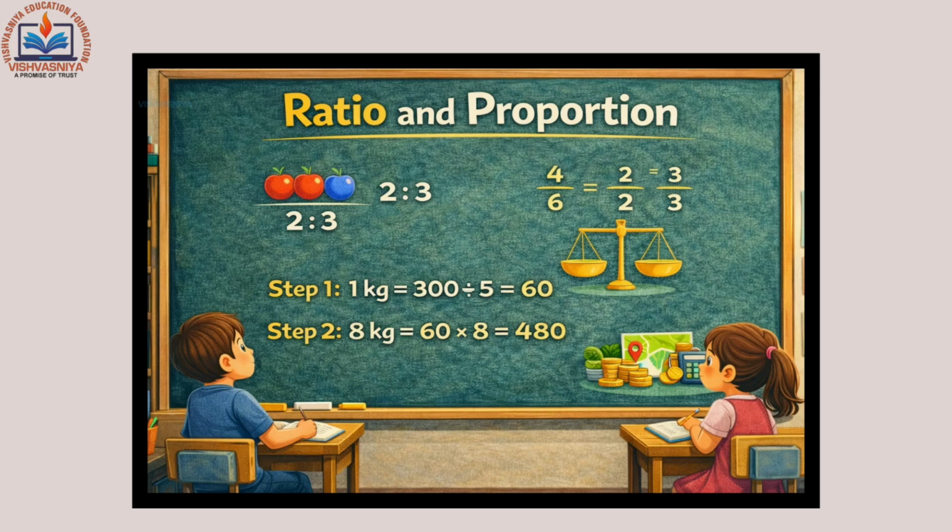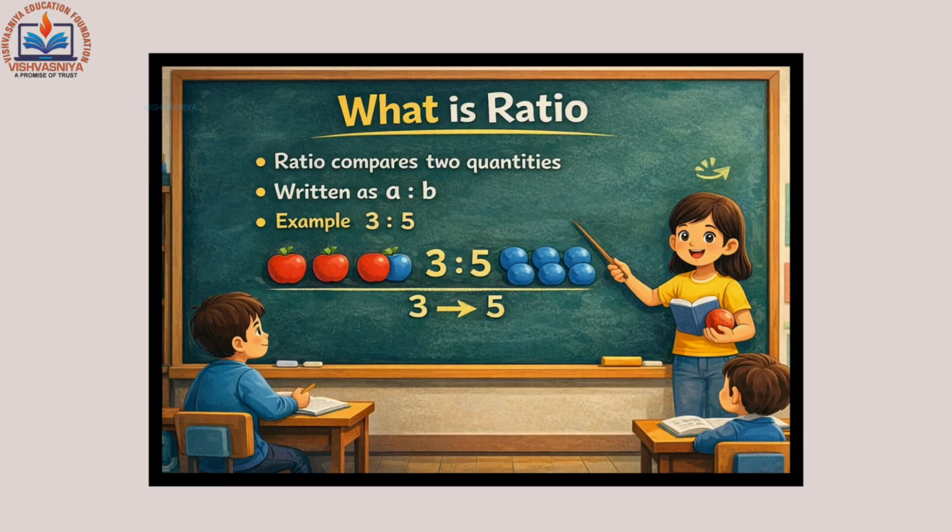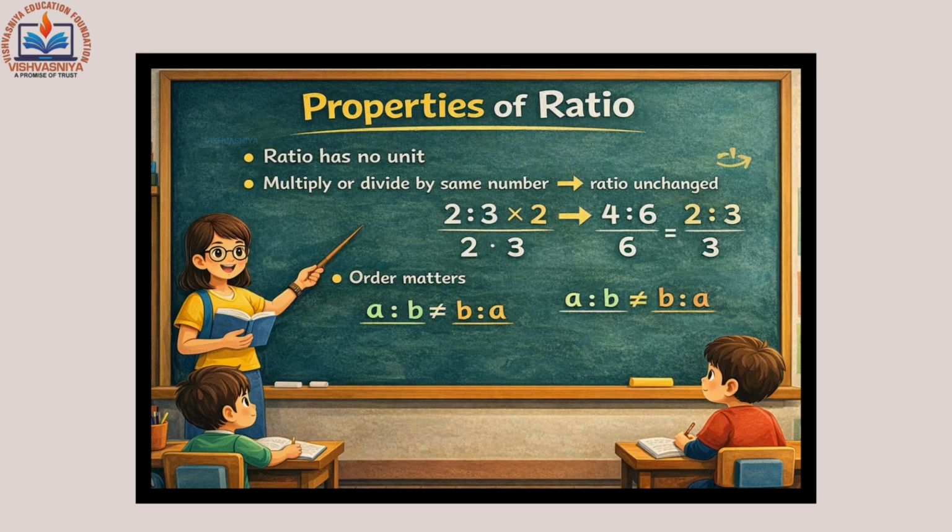to solve real-life problems. First, let us understand the meaning of ratio. A ratio is a comparison between two quantities of the same kind. It tells us how many times one quantity contains the other. The general form of ratio is A:B. For example, if a bag contains 3 red balls and 5 blue balls, then the ratio of red balls to blue balls is 3:5.